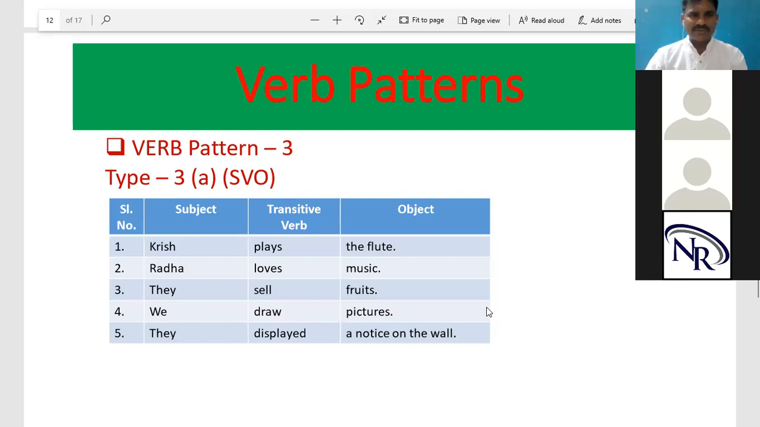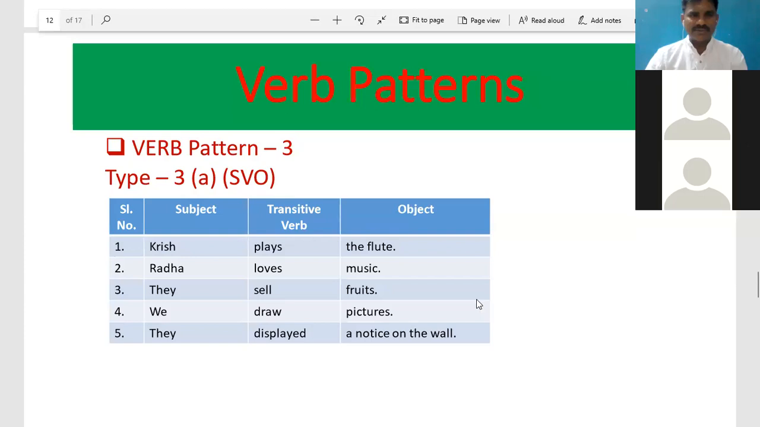Anusha, are you there? Lavanya, say one example. Shivani purchased vegetables. Right. Next. Sai Leela is listening class. Right. Okay, so that is SVO.